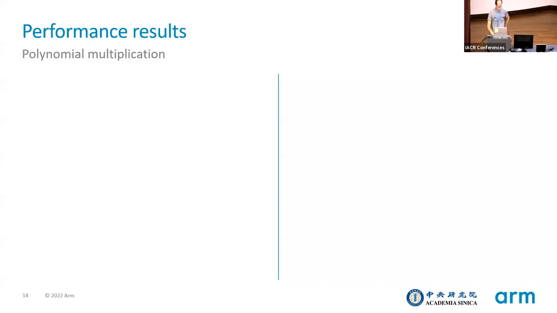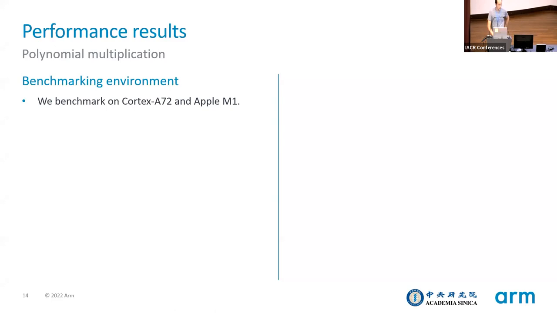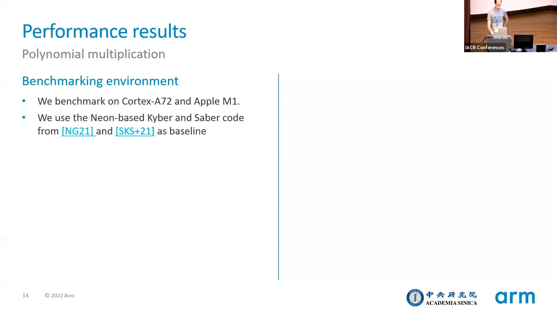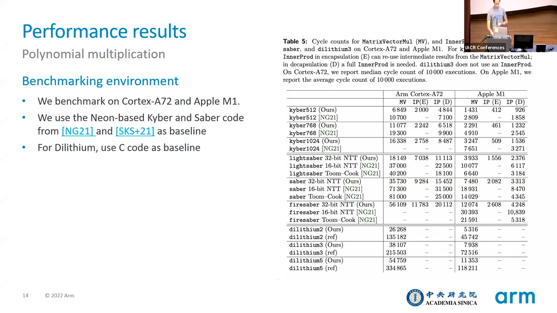Okay, finally, the results. We benchmarked on A72 and Apple M1. We had as a baseline Neon-based implementations for Kyber and Saber. And for Dilithium, there was just a C implementation. And you see lots of numbers on the right here. I'm not going through all of them, but what you see are the performance counts for matrix-vector multiplication and scalar products.